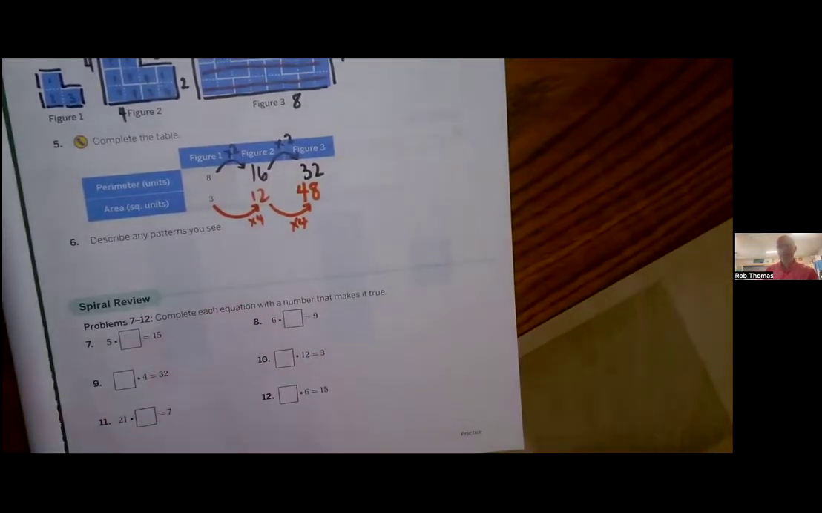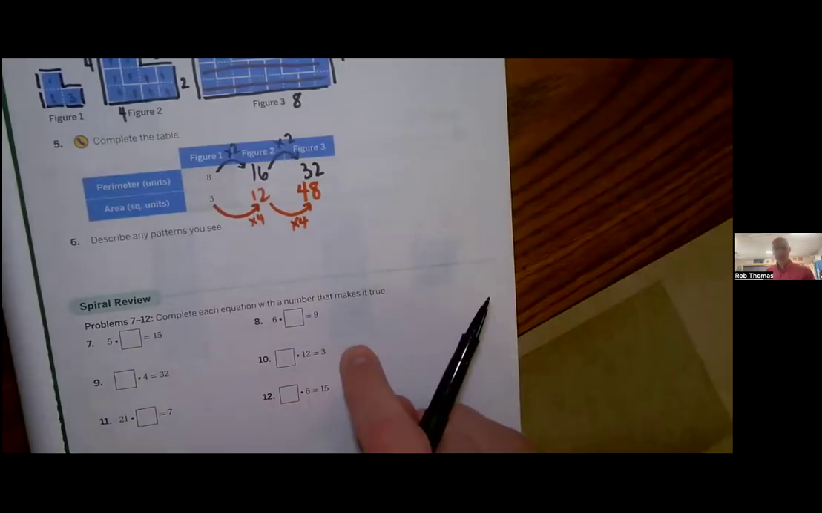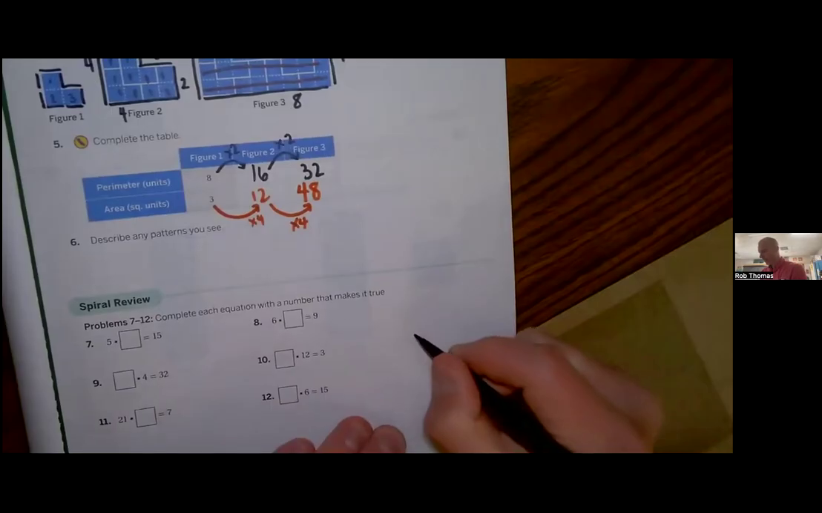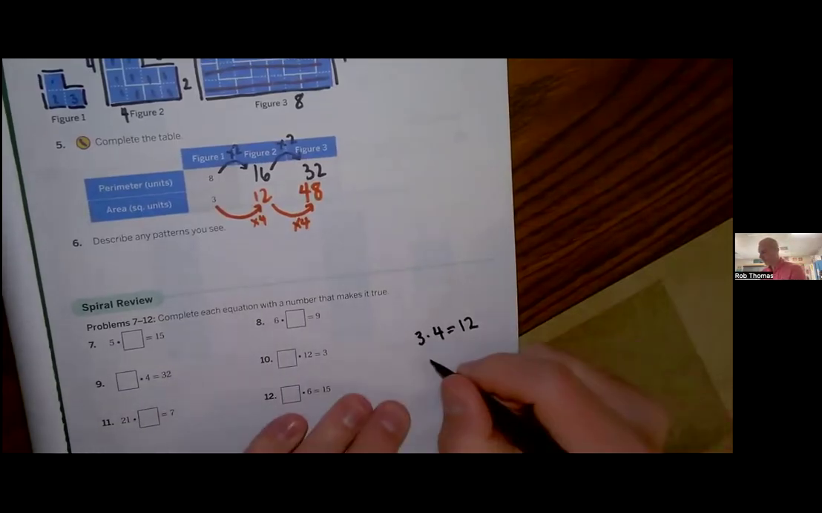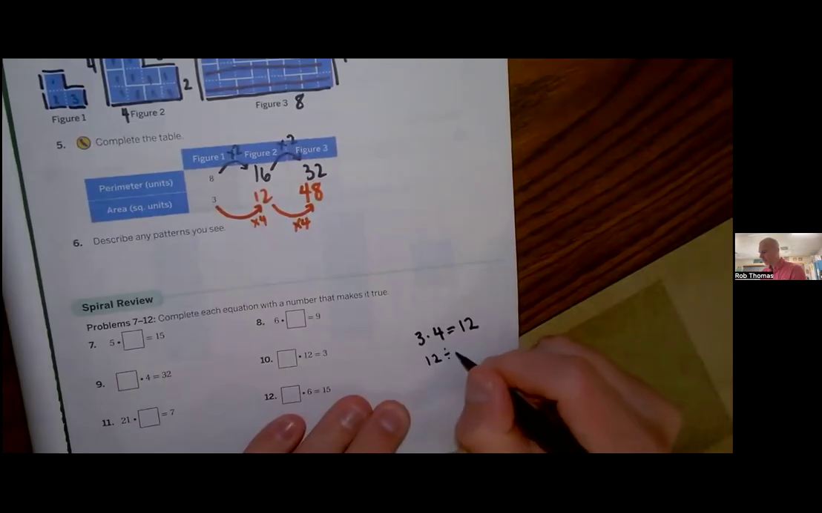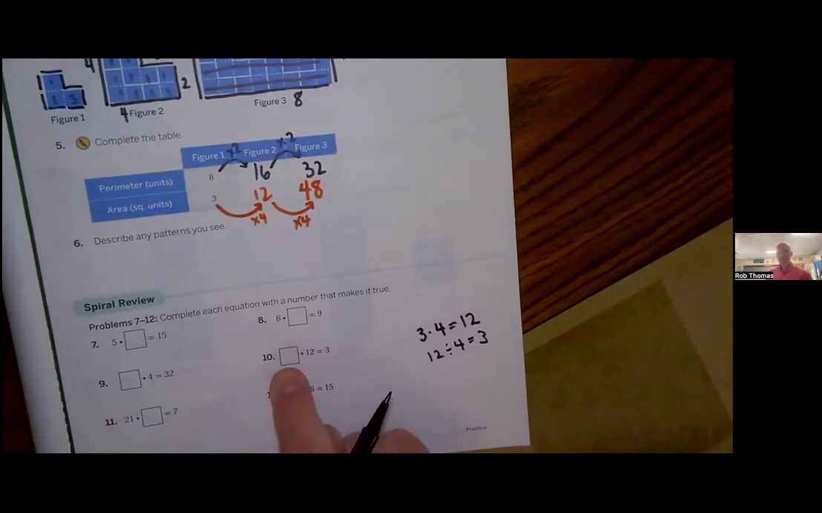All right, and lastly, we got a little bit of spiral review. I'm going to do half of these and leave the other half for you to do. The tougher ones are the ones where the answer in the box is going to be a fraction. So for example, something times 12 makes 3. Well, I like to think of it this way. I know that 3 times 4 equals 12, and I could reverse that by saying 12 divided by 4 equals 3.